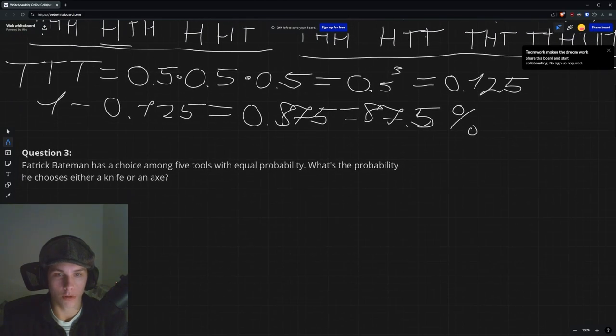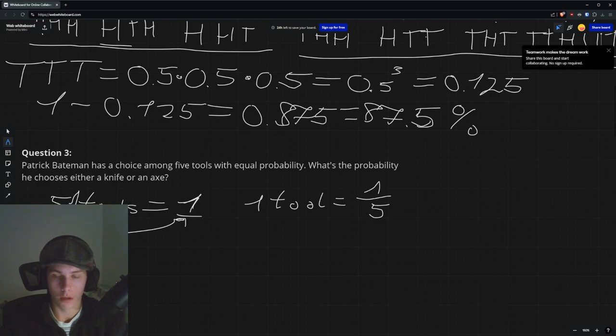Question 3. Patrick Bateman chooses one among 5 tools with equal probability. What's the probability that he gets either a knife or an axe? So we have 5 tools with equal probability, so all those probabilities should add up to 100% or 1. That means 5 tools equals 1, so 1 tool equals 1 divided by 5. Simple rearrangement. So the probability of 1 tool is 1 over 5, also known as 0.2, aka 20%.